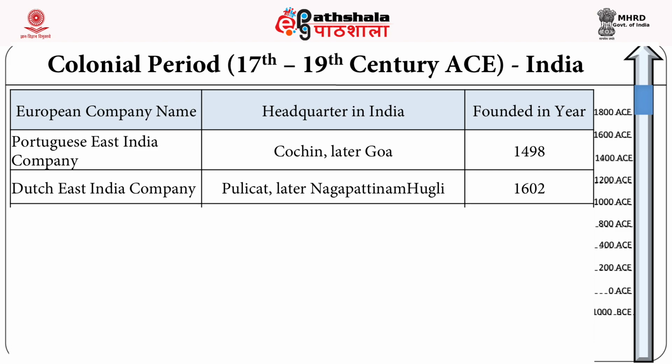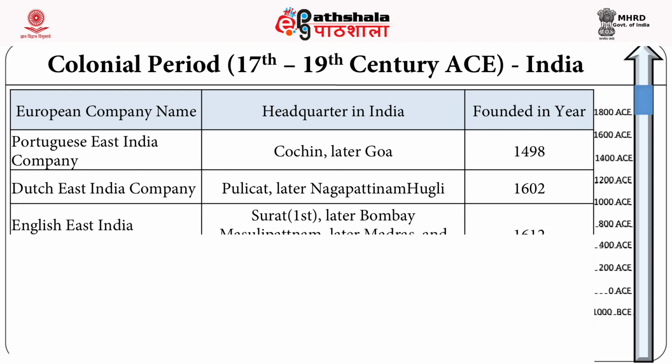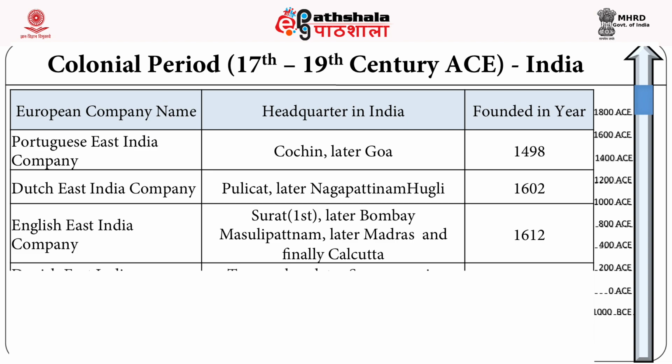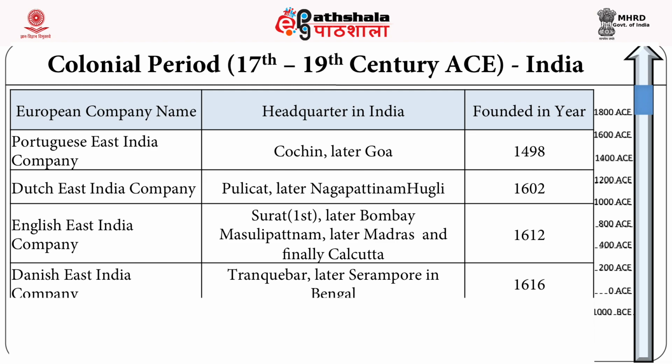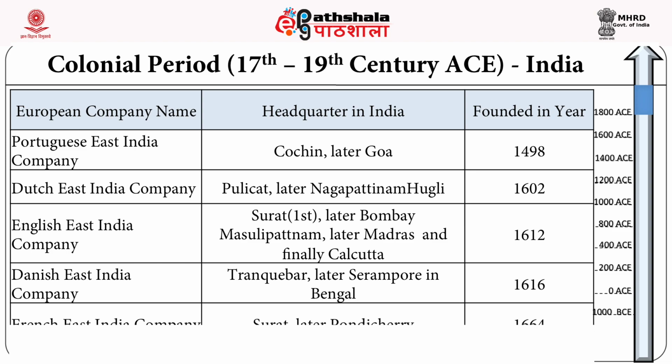Then came the Dutch East India Company, whose headquarters was in Pulicat, later Nagapattinam, in 1602, and their purpose was to trade and colonize. Then the British East India Company, whose headquarters was in Surat first, then later Bombay, now Mumbai, Masulipattanam, later Madras, followed by Calcutta. They came in 1612, and their purpose was trade.